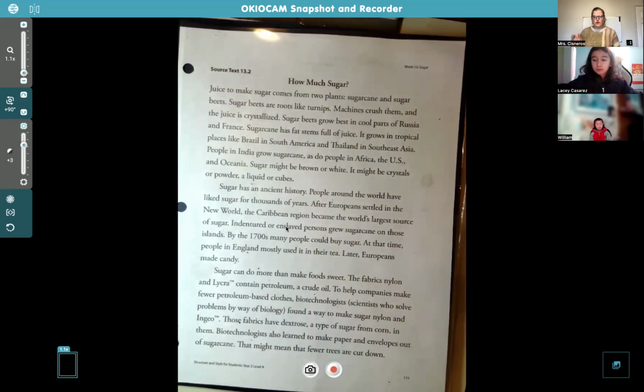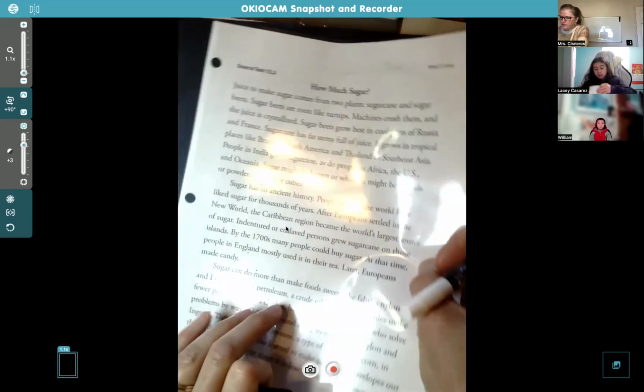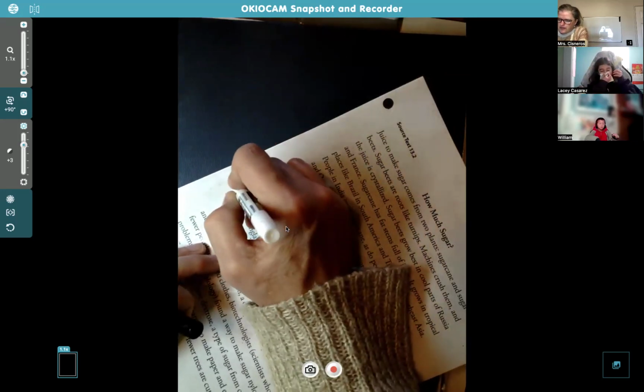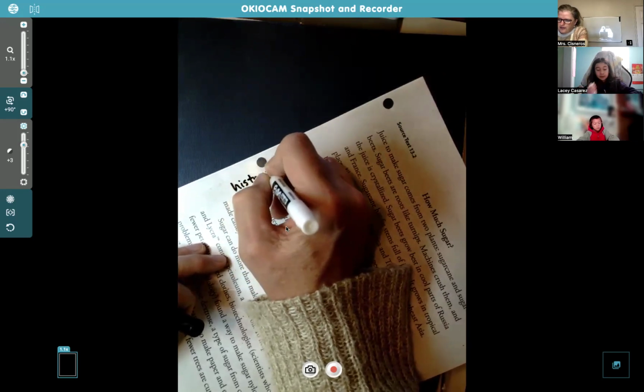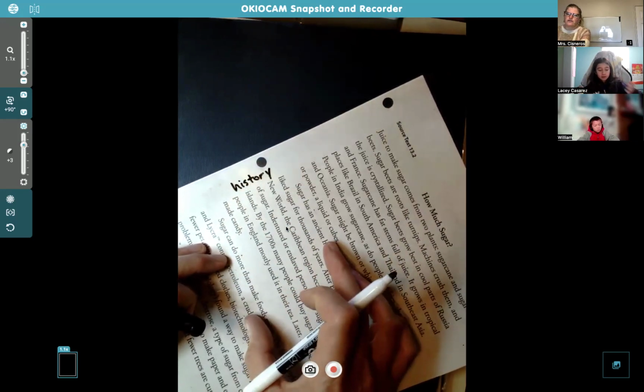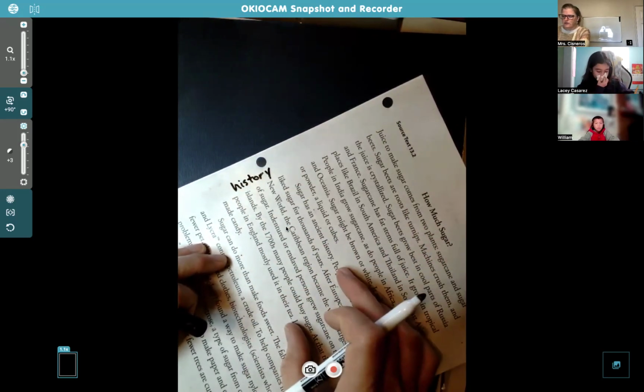Okay, so hopefully you had a minute to underline a few things that stood out to you about the history of it, but I do want you to write history next to that paragraph. And that was the second paragraph of this page. Starts with sugar has an ancient history.